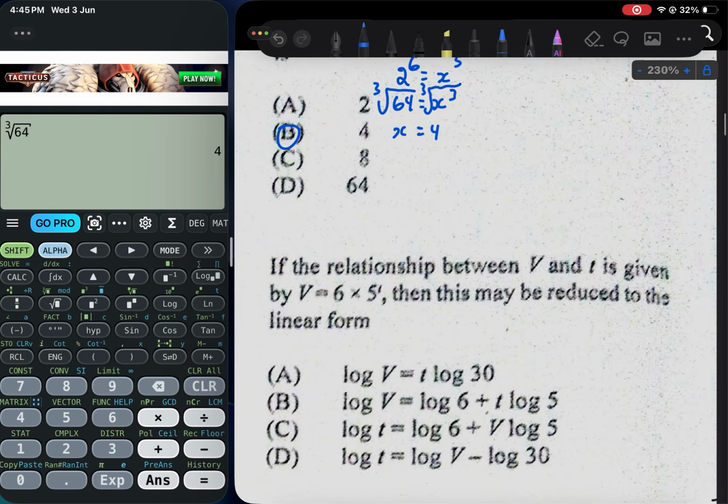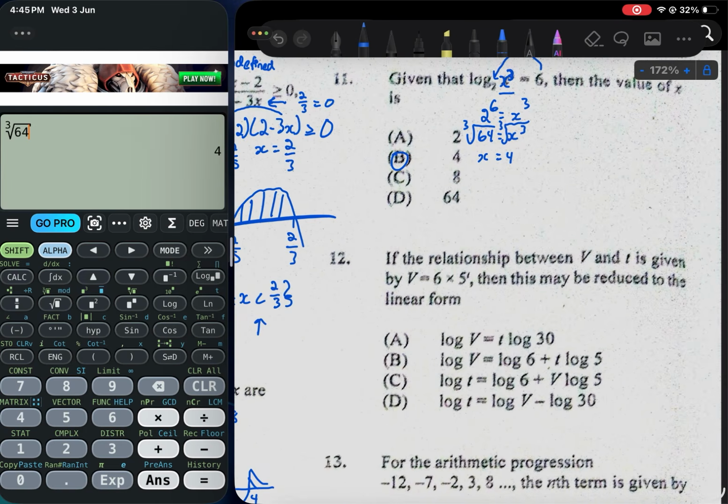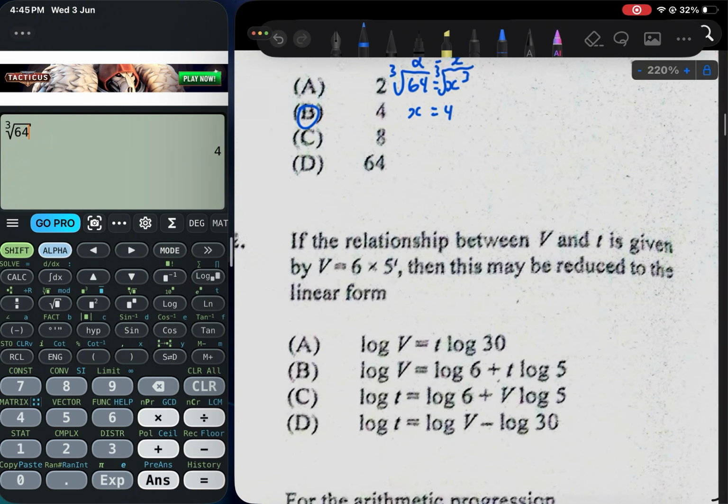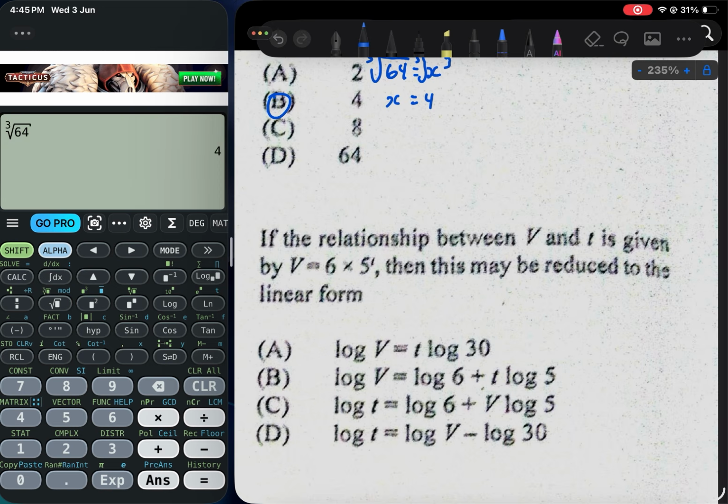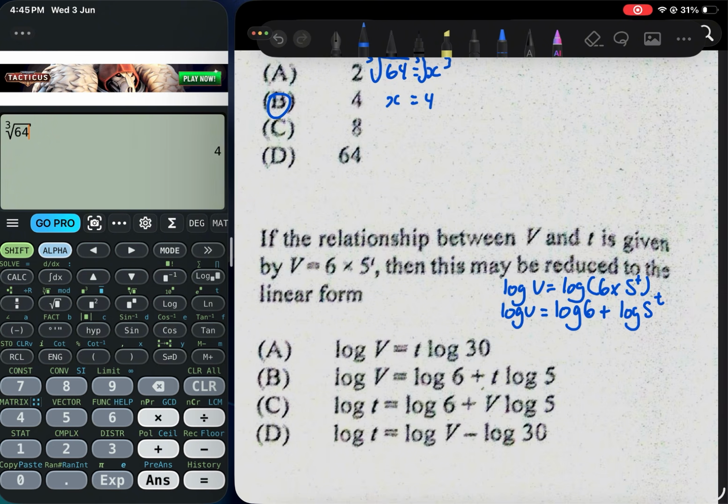If the relationship between v and t is given by v is equal to 6 multiplied by 5 to the t, then this may be reduced to a linear form. So this requires the logarithmic product rule and power rule. So you'd find that log v is equal to log of 6 multiplied by 5 to the t. Log v is equal to log 6 plus the log of 5 to the t. But if you have a power, you can just put it at the front. So it'd be the same as log v is equal to log 6 plus t log 5.